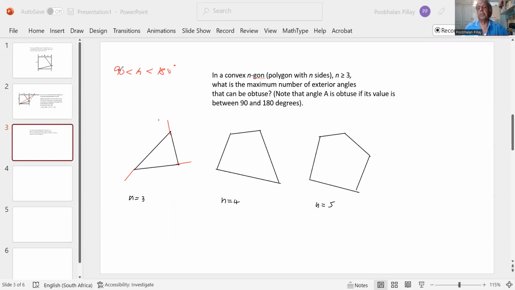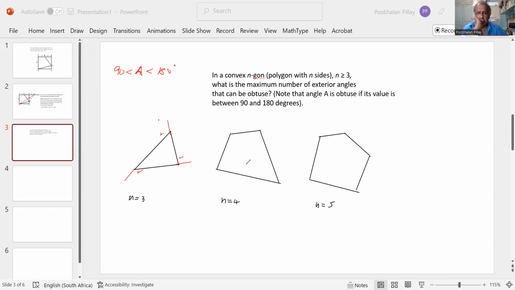A right angle is not an obtuse angle. It's called a right angle. And this angle here, when n equals 180, sorry, the angle A is 180, then it'll be a straight angle. Okay, so you can see here that all these angles are obtuse.